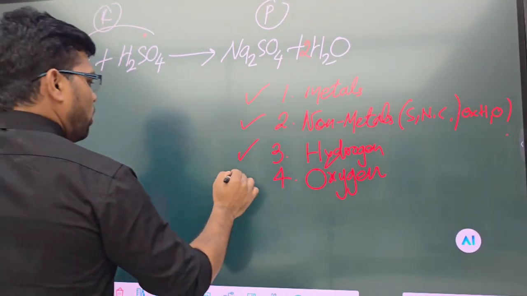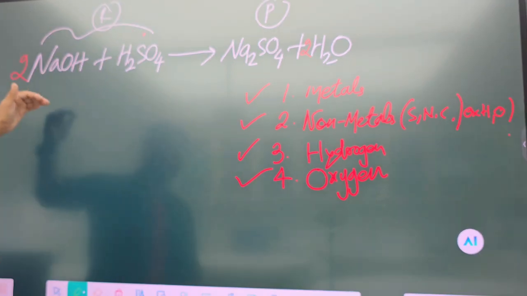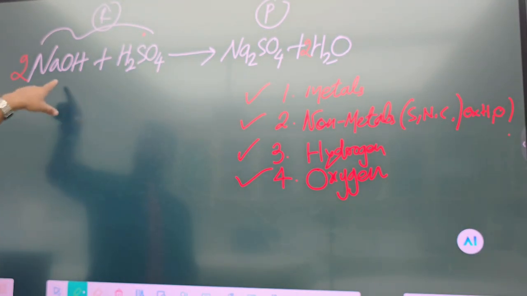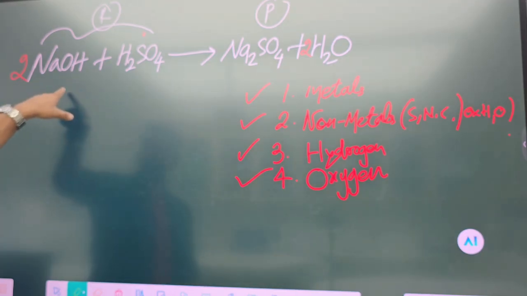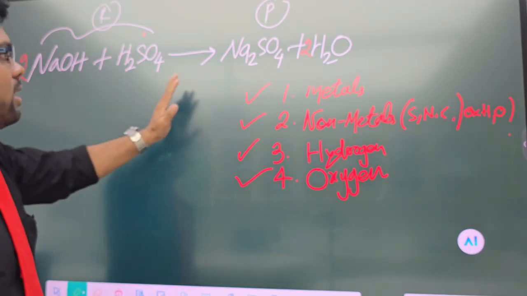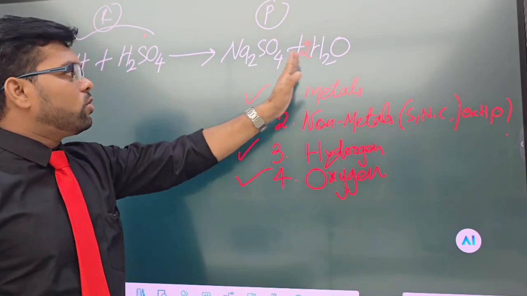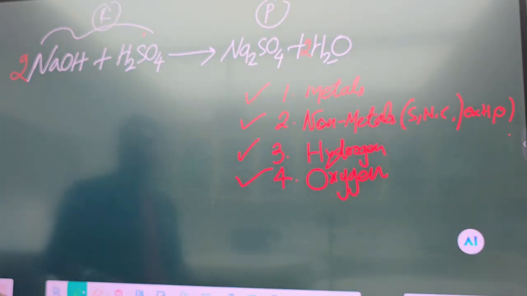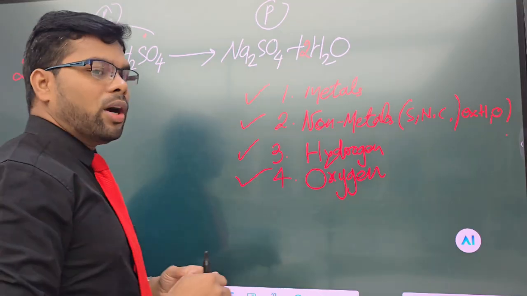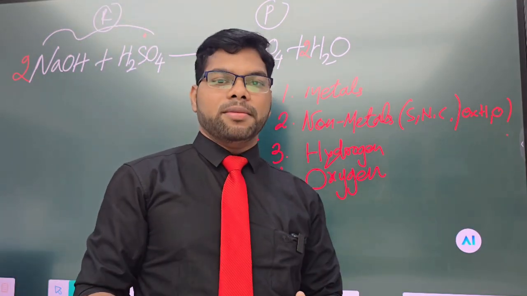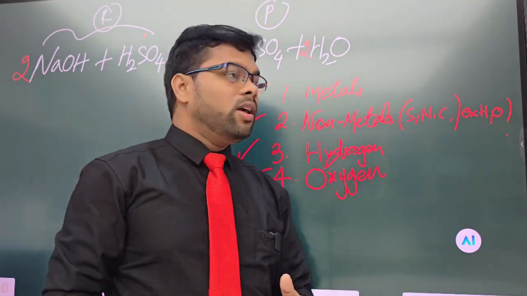At the end you have to balance oxygen. Oxygen here we have 2 times oxygen, here 2 and here 4, total 6. Right side 4 and here 2, so total 6. So oxygen is already balanced. Okay. Now if you want to check by yourself whether it is correct or wrong, you can check.